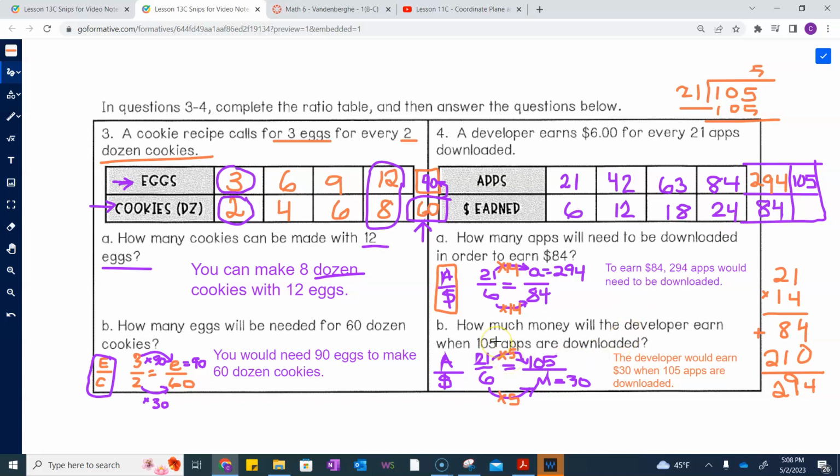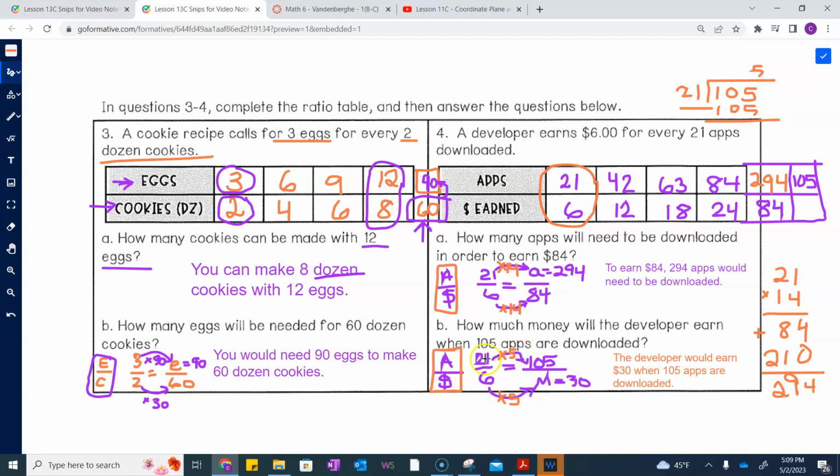Okay, the next question said, how much money will a developer earn when 105 apps are downloaded? Well, 105 is the top row, so I put my 105 in there. And I, again, set up the symbols here so I kept my numbers in the right order, because remember, with ratios, order matters, it's important. And I did 21 to 6 again, my original ratio that they gave me. And I set that up equal to 105 over M. I used M for money.